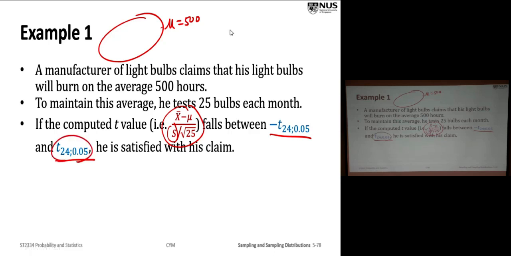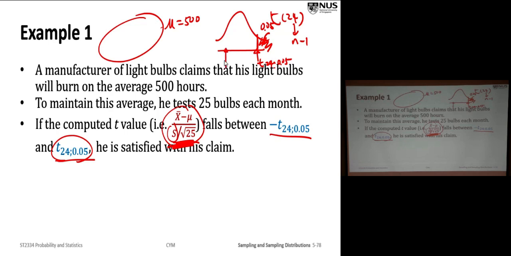is this quantity? This quantity means that you're looking at a T distribution with 24 degrees of freedom. All right? It's just one less than your sample size. It's n minus one, remember. n minus one for the T distribution. So look at this value. This is my t 24, 0.05, which means that the chance of being greater than this is 5%. So this is just the mirror image on the other side. So it's negative t 24, 0.05.